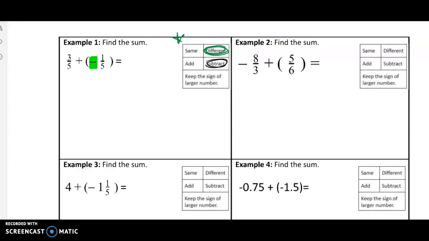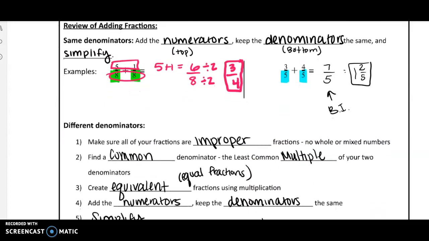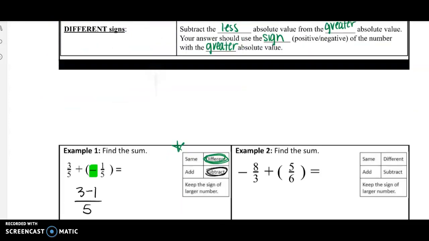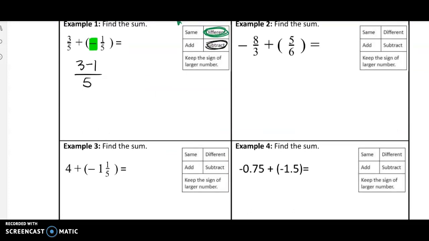So that means that we need to subtract. So we're going to do 3 minus 1, and we leave it all over our denominator of 5. Just like up here, where they had the same denominators, we added the top but kept the bottom the same. But down here, our rule says we actually subtract. So we subtract the top and we keep the bottom the same. So 3 minus 1 is 2, and I leave that over 5. And then it says keep the sign of our larger number. Well, my larger number was positive, so my answer is positive.